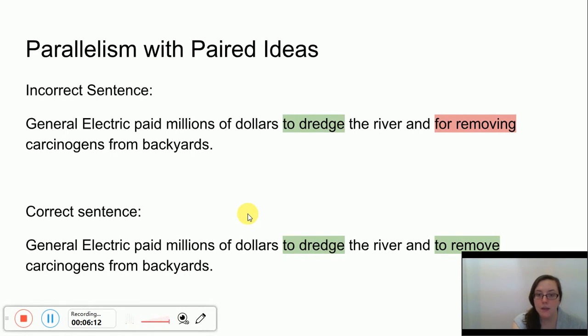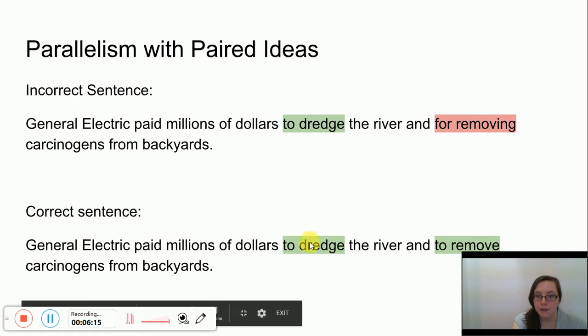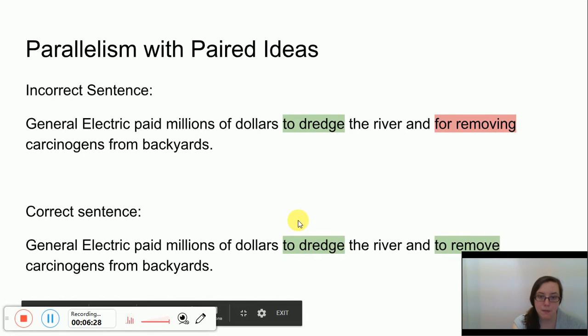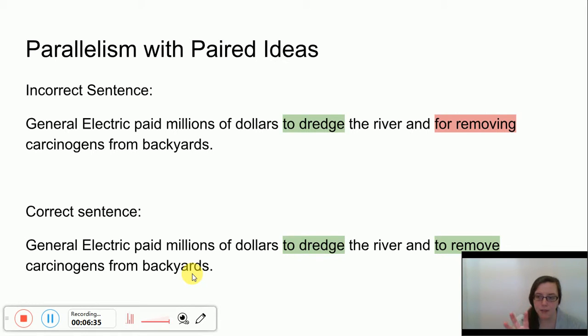And again, it's just because my grammatical verb form matches with both of those elements, right? Who paid millions of dollars? General Electric. What did they pay millions of dollars to do? To dredge the river. What else did they pay millions of dollars to do? To remove carcinogens from backyards. So we see how the elements are connected. We see where General Electric has been doing two of these things, and both should be written in the same format just for our readers' sake.